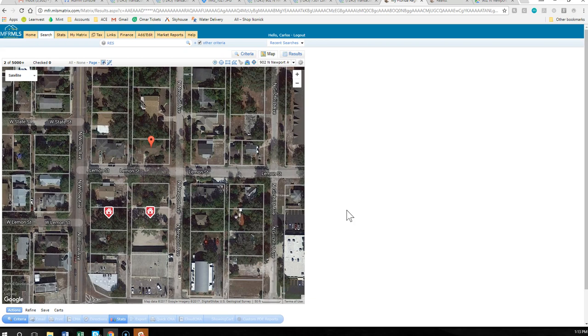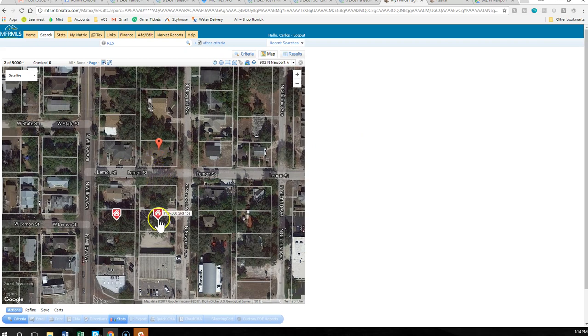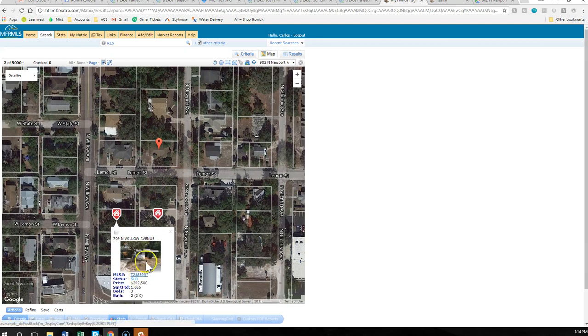Tell them the features, tell them anything else about the property. Basically, that's how we're going to be doing our MLS cash buyer search. So, for example, this is our property right here. This guy bought it for $202,000.